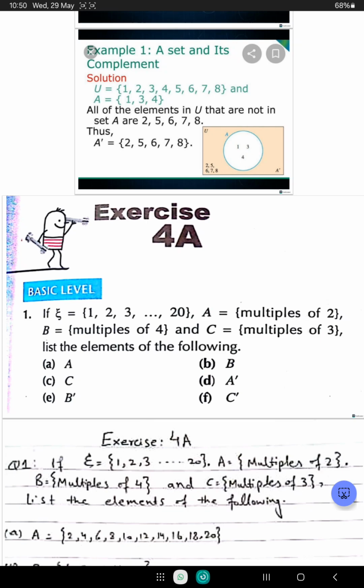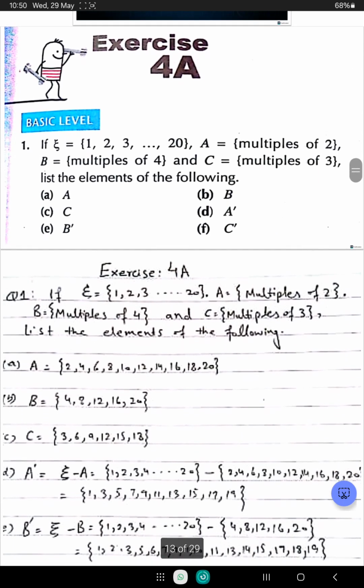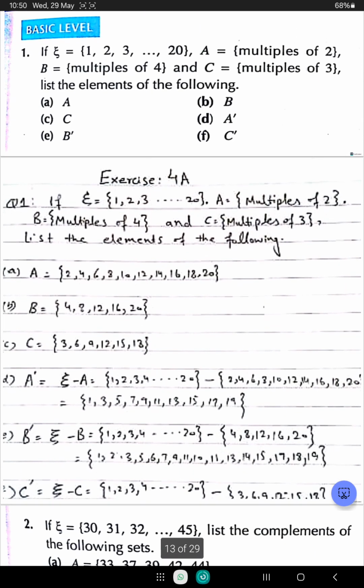Now we find the complement. The formula for A complement is the universal set minus A, which is equal to 1 to 20 minus set A, which contains the elements 2, 4, 6 to 20. We write all the elements of U which are not contained in A. For example, 1 is contained in the universal set and not in set A, so 1 is the answer.